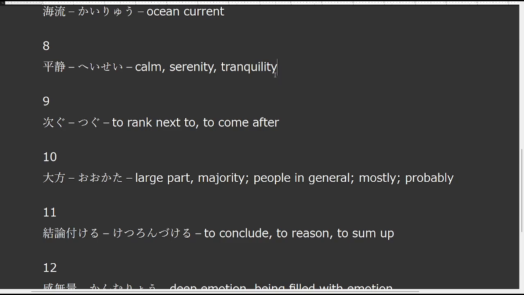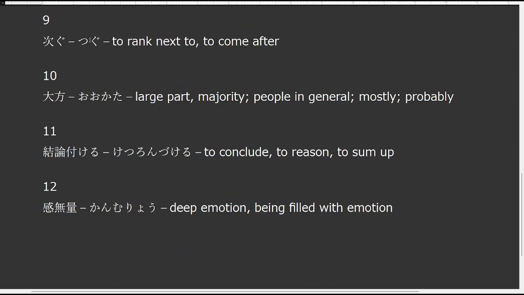This is calm or tranquility. Number 9 is tsugu. With our kanji for next or in order comes tsugu, our intransitive verb for when something ranks next to something else or when something comes after something else. Tsugu is coming after something else or to be next in rank to. Next to, coming after. Tsugu desu. Intransitive verb, so you don't tsugu something and make it next, it is tsugu.